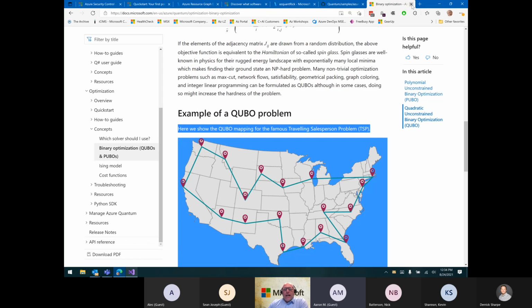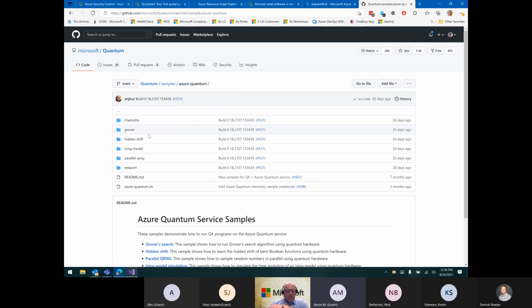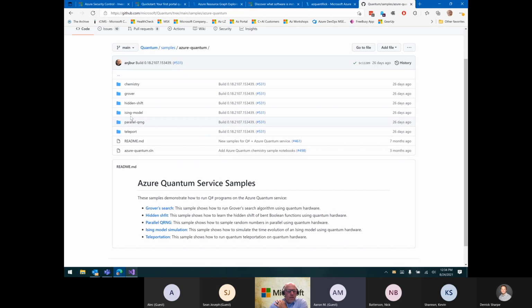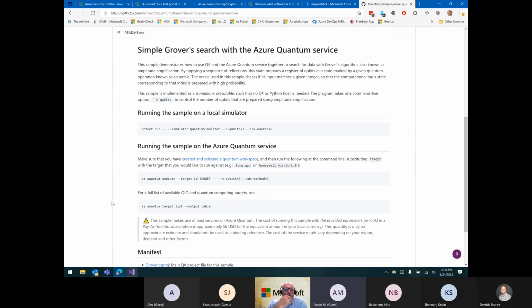Okay. So I'm going to go back and also show you that we do have a bunch of sample applications. The Ising model is basically something similar to what I just showed you, but there's a whole bunch of different types. Grover search is probably one of the most common algorithms out there. It's a super simple algorithm, known as amplitude amplification. Again, I won't get into all the specifics, but the cool thing is you can do all this stuff today in Q#.